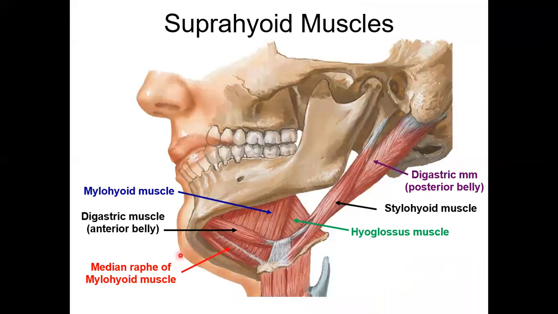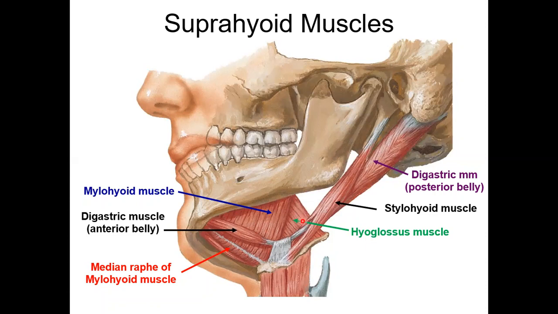Again, your suprahyoid muscles, which you can see pretty well in this picture. This piece of bone right here is your styloid process, hence how your stylohyoid muscle got its name, with attachment to the hyoid bone and the styloid process. Here's your mylohyoid. Here is your digastric, both anterior and posterior bellies. And then here's your hypoglossal muscle.